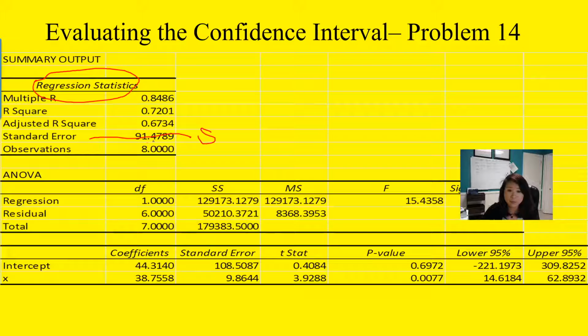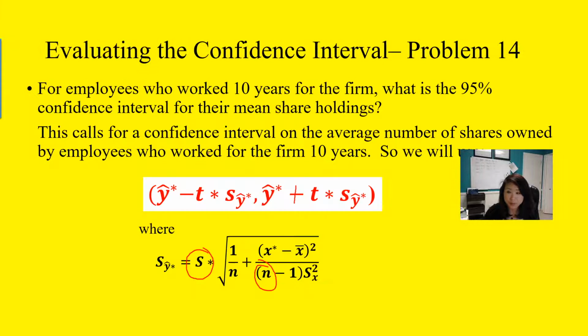So 91.4789. So that is the value for S. And then we also need the N, the sample size. So under the standard error, we have the one item called observation. So that is where you find the value for N. So S and N. So now we have almost all the values.